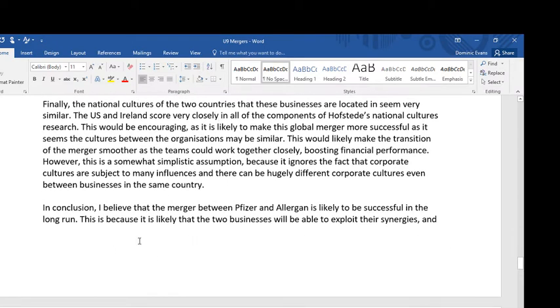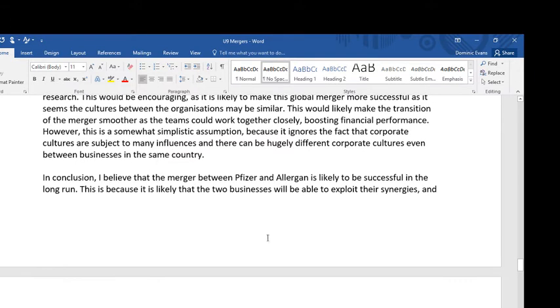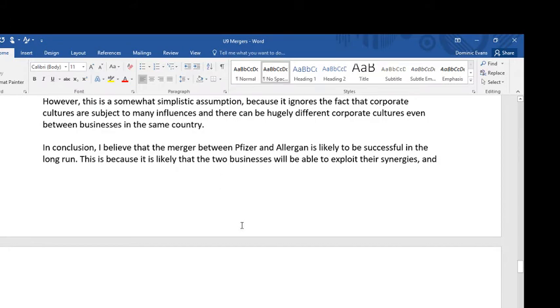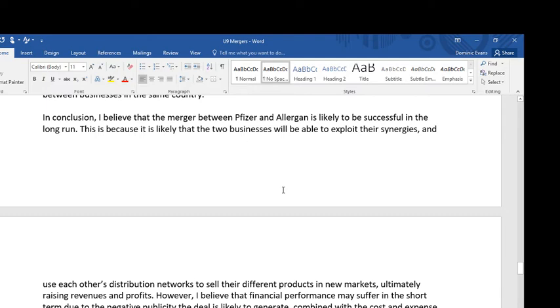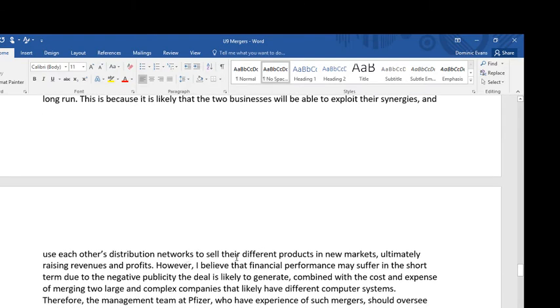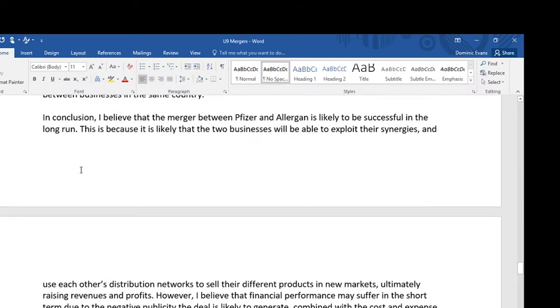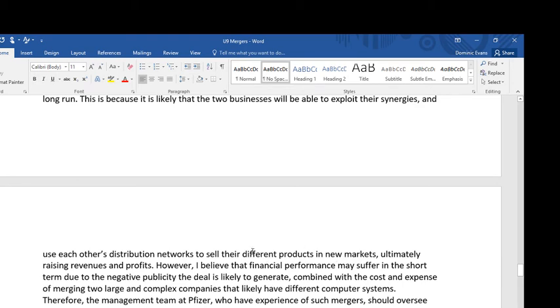So, my conclusion. In conclusion, I believe that the merger between Pfizer and Allergan is likely to be successful in the long run. This is because it's likely that the two businesses will be able to exploit their synergies and use each other's distribution networks to sell their products in new markets, ultimately raising revenues and profits. So I've got an answer. It's likely to be successful in the long run, and I've backed that up through something I've already discussed, the synergies, reduced risk of diversification, boosting revenues and profits.